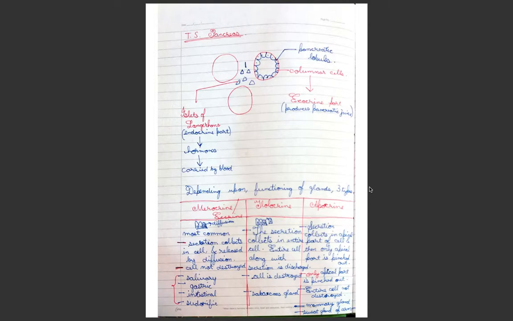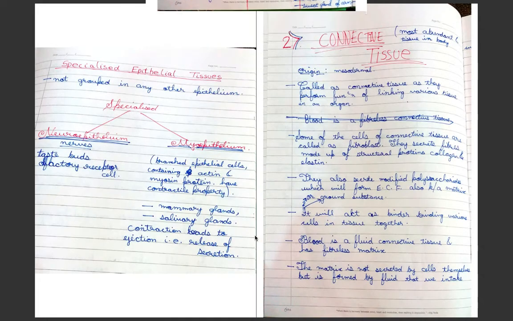Holocrine: here the secretion collects in the entire cell, and the entire cell along with the secretion is discharged. The cell gets destroyed, and it is only found in sebaceous glands. Apocrine glands: secretion collects in the apical part of the cell, and then only the apical part is pinched out. Therefore the entire cell is not destroyed. Example: mammary gland and sweat gland of the armpit.